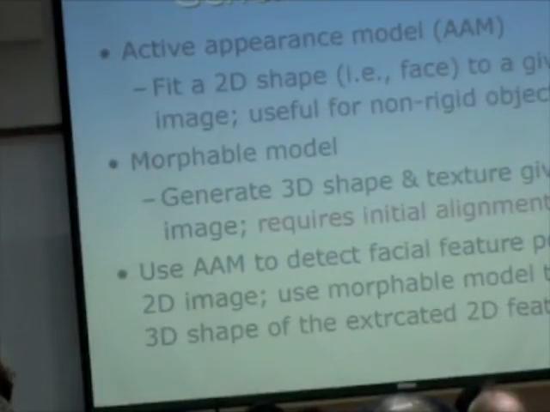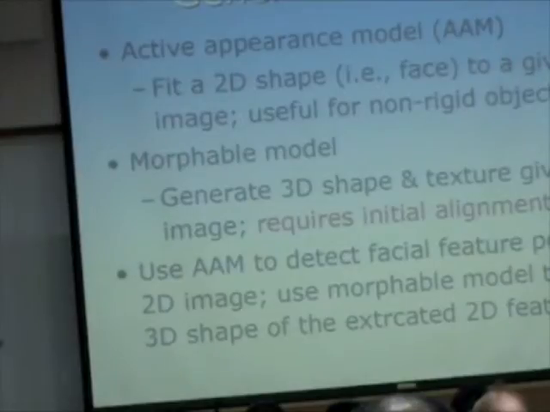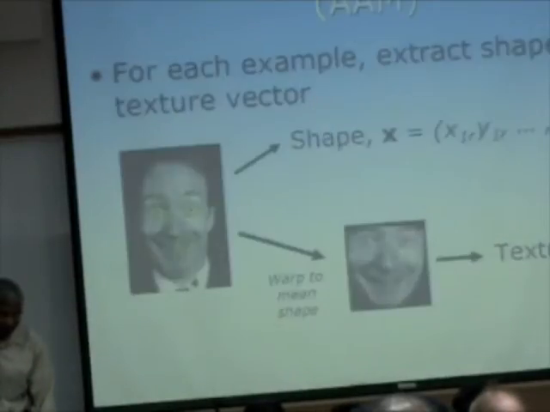So this involves fitting a 3D model to the 2D image and doing what is referred to as texture mapping. That is, put that particular person's 2D facial gray level pattern onto that 3D model. So typically, in many of the difficult face recognition problems, you use a combination of AAM and morphable model to do the recognition. First, you use AAM to detect the feature points, and then you use the morphable model to obtain the three-dimensional shape of the extracted 2D feature points. So hopefully, I'll show you an illustration of this later.